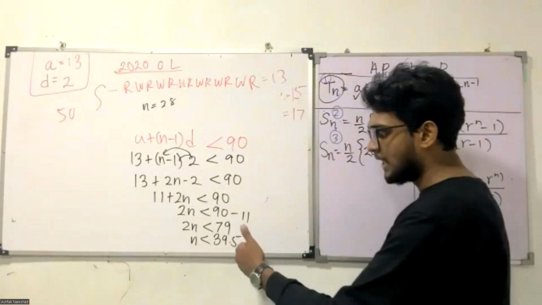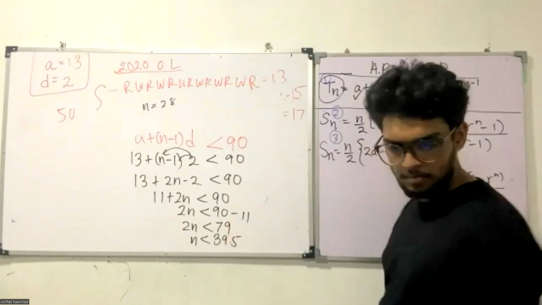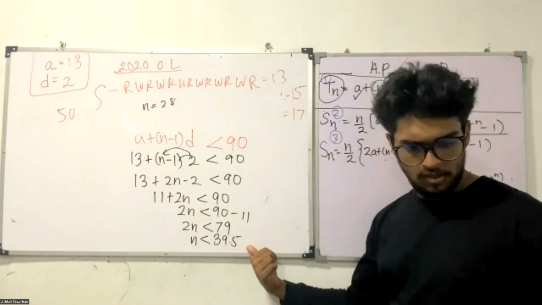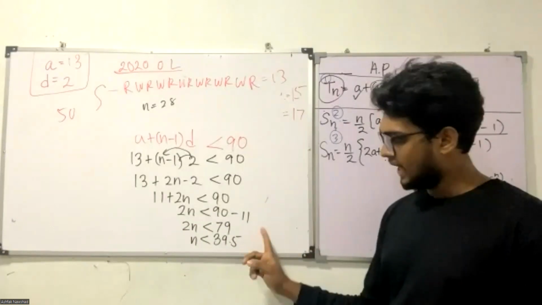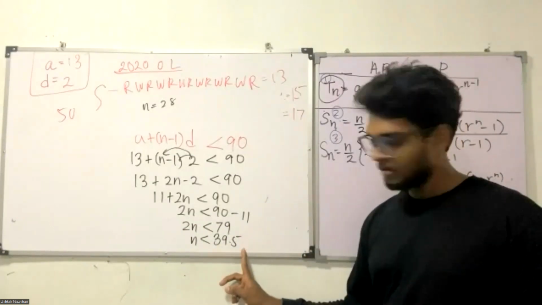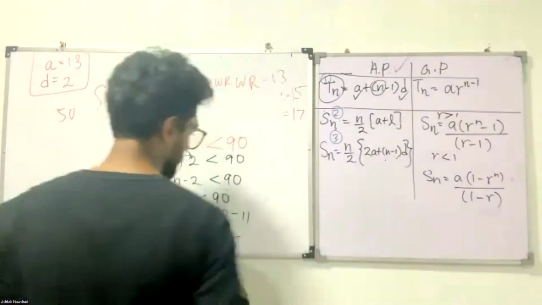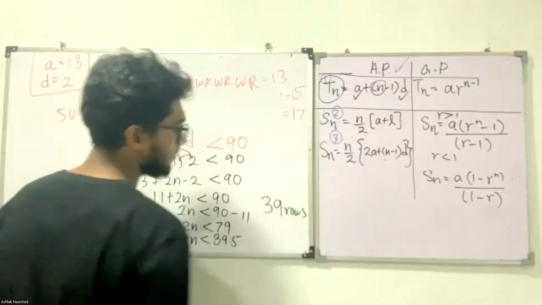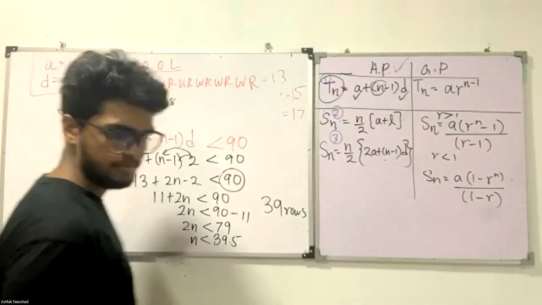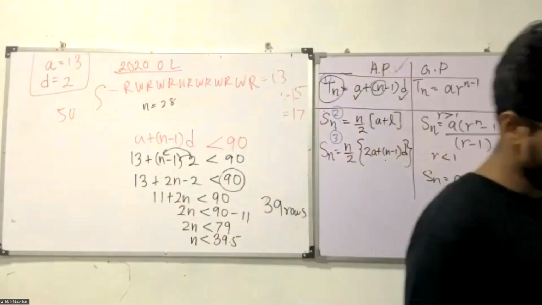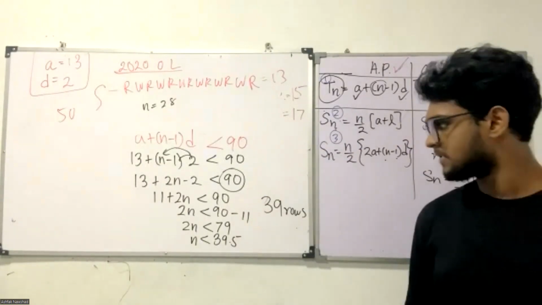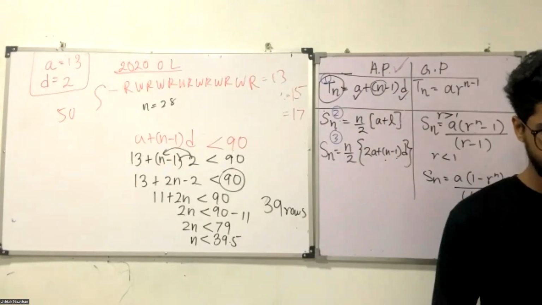What's the immediate integer less than 39.5? Is it 40? Can we round this off to 40? No. N must be less than this thing. So n is 39. So the 39th row, like 39 rows, have flowering shrubs less than 90. Is this clear? 39 rows have flowering shrubs less than 90.